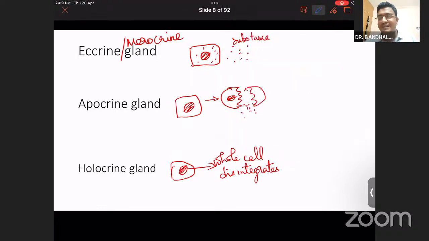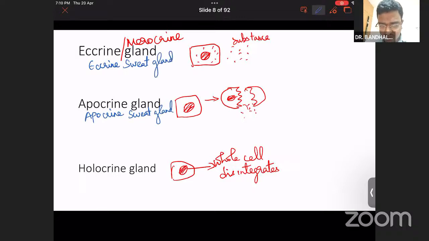You can easily remember the examples. For eccrine, the example is eccrine sweat glands. For apocrine, apocrine sweat glands. Sebaceous gland is basically a holocrine gland, that you should remember. Eccrine and apocrine are easy to remember. Only the sebaceous gland you should remember as a holocrine gland. The entire cell disintegrates and releases sebum.